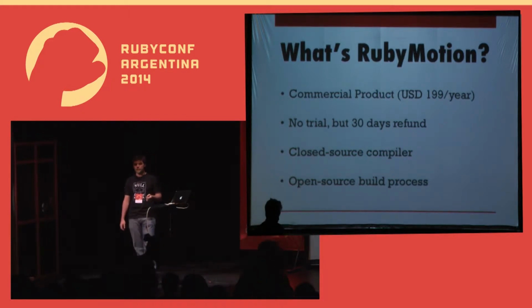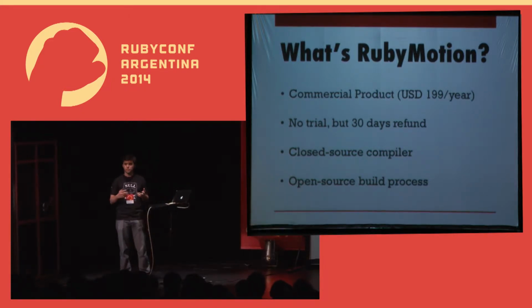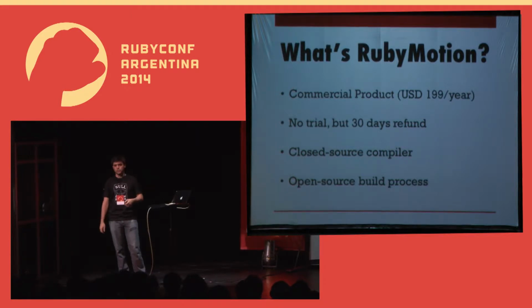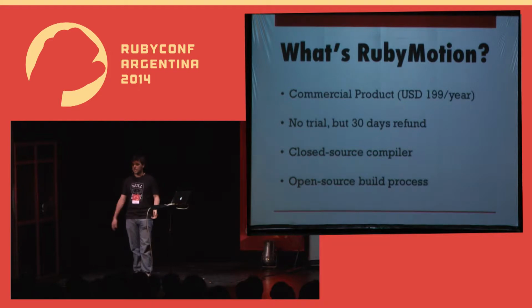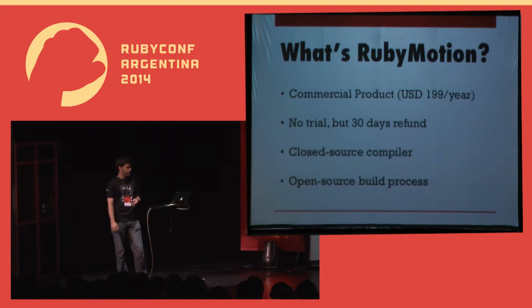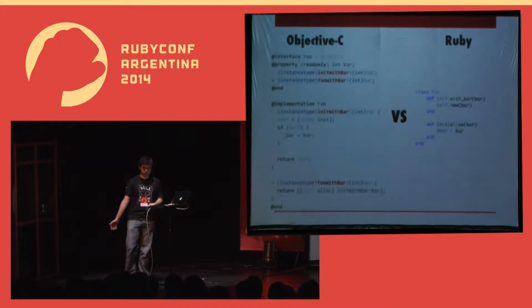RubyMotion has another leg, which is open source, which is part of the building process. It's a GitHub project. You can submit pull requests, look for issues, improve performance, and that part is open source.